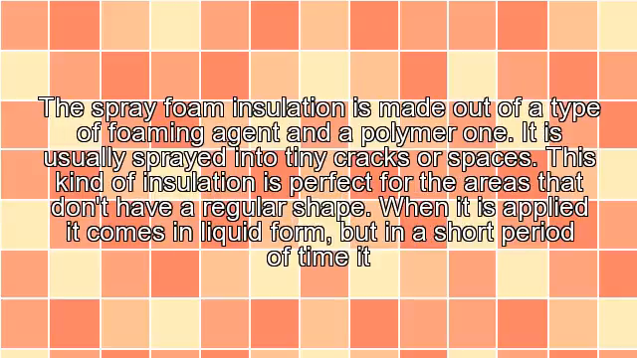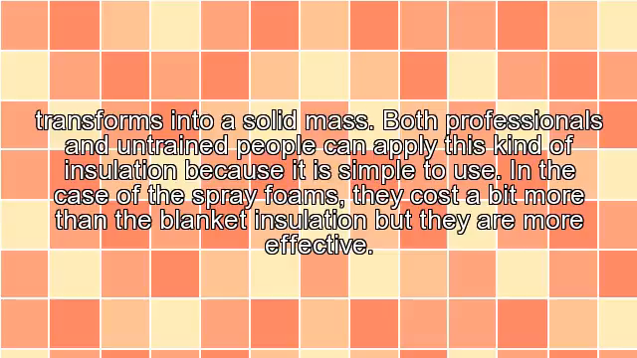The spray foam insulation is made out of a type of foaming agent and a polymer one. It is usually sprayed into tiny cracks or spaces. This kind of insulation is perfect for the areas that don't have a regular shape. When it is applied, it comes in liquid form, but in a short period of time it transforms into a solid mass. Both professionals and untrained people can apply this kind of insulation because it is simple to use.